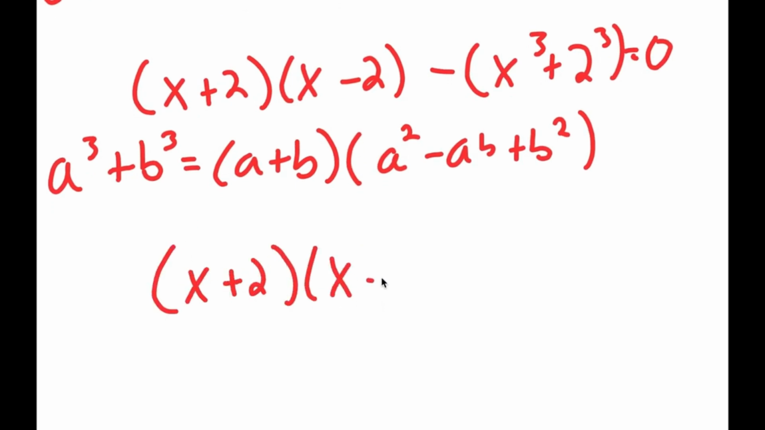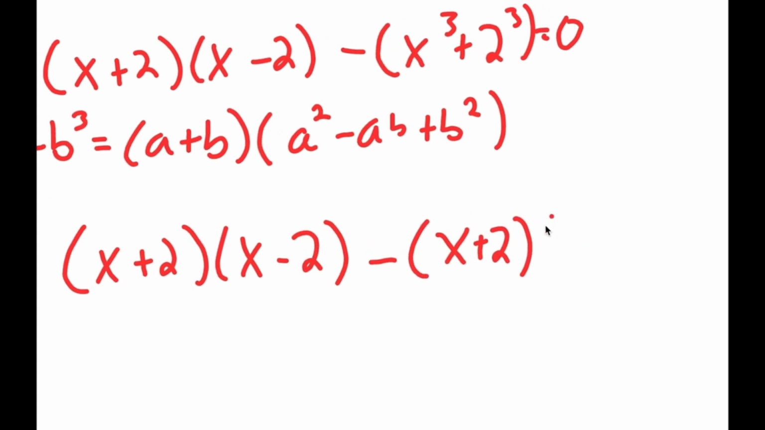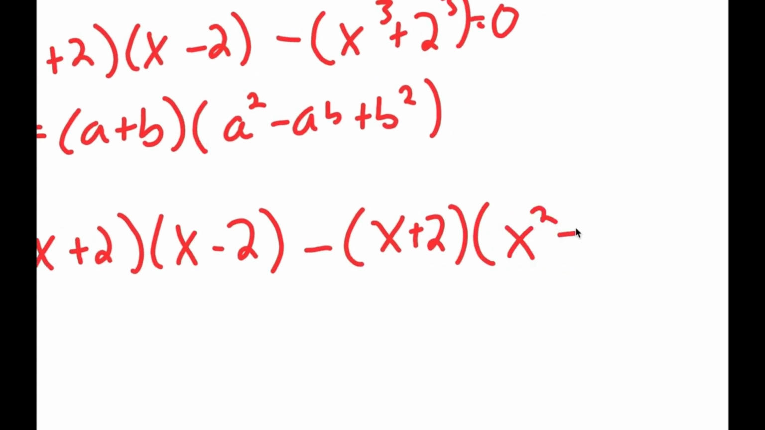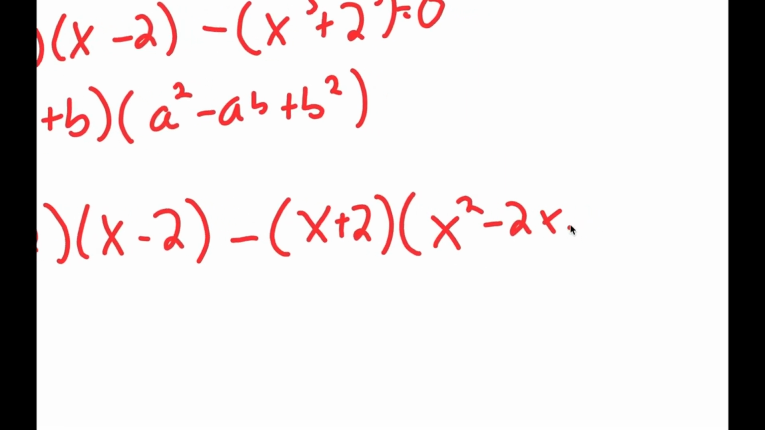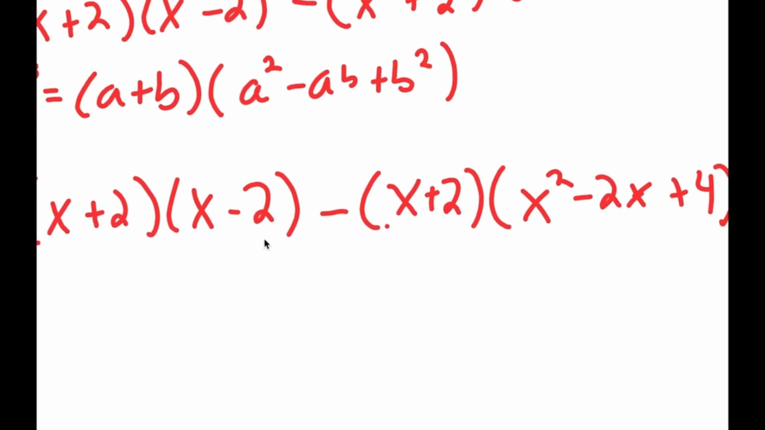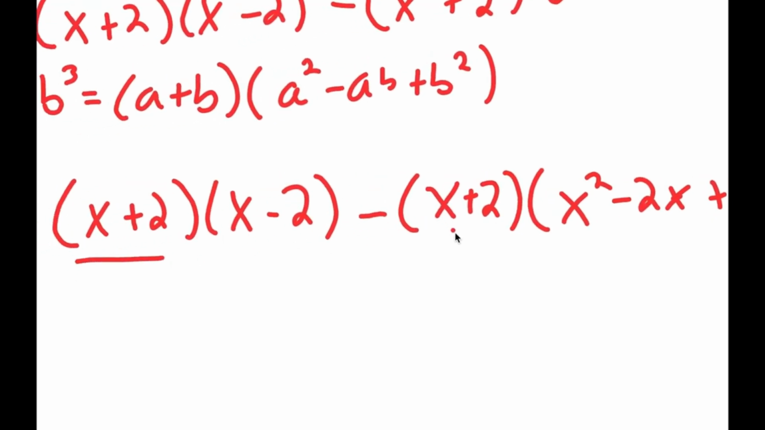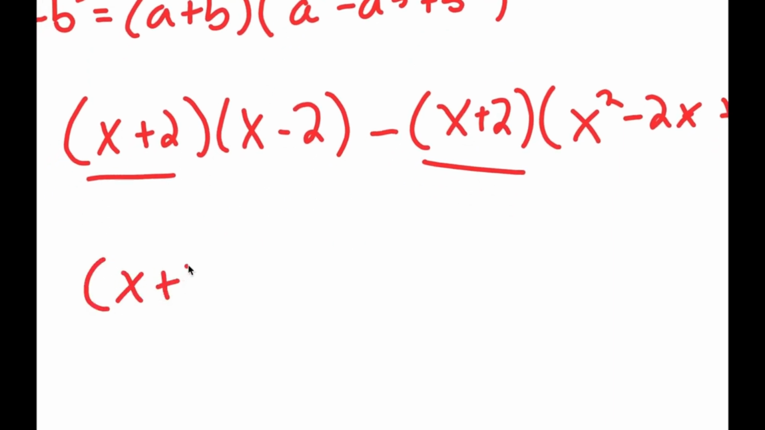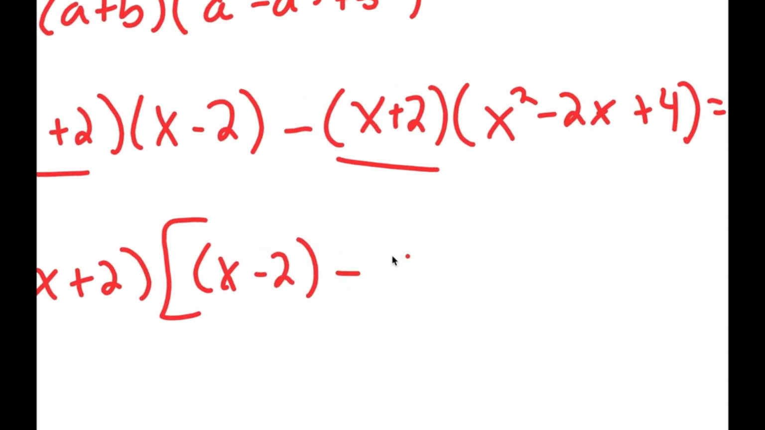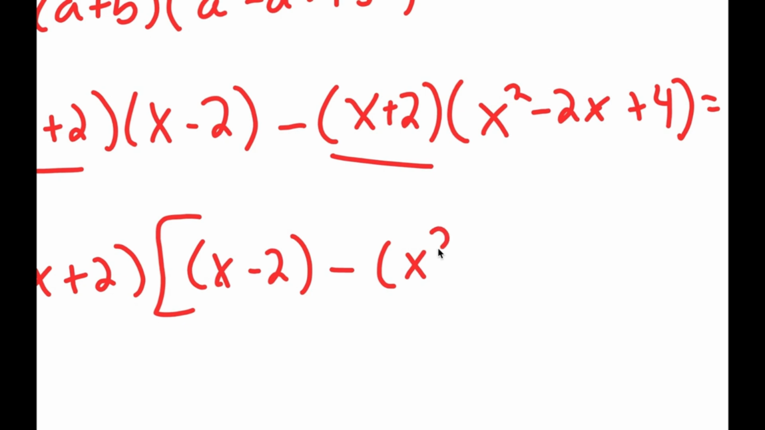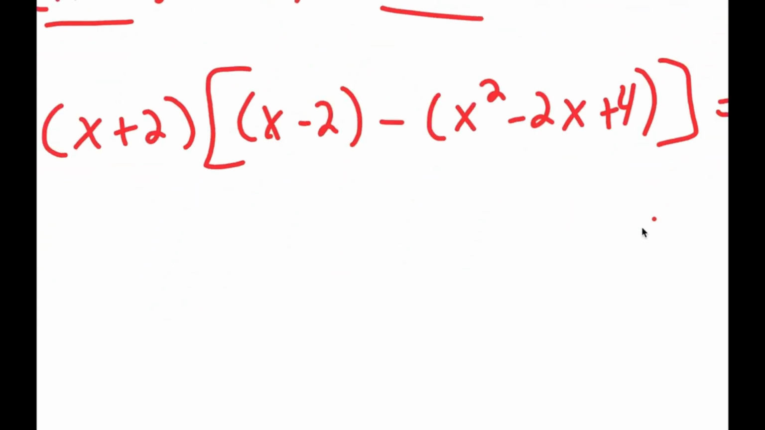And these two properties are really important in algebra, so I would recommend memorizing them. So now I get x plus 2 times x minus 2 minus x plus 2 times x squared minus 2x plus 4 is equal to 0. Now notice how both of these terms have x plus 2 in them. So if I factor out x plus 2, I get x plus 2 times x minus 2 minus x squared minus 2x plus 4 is equal to 0.